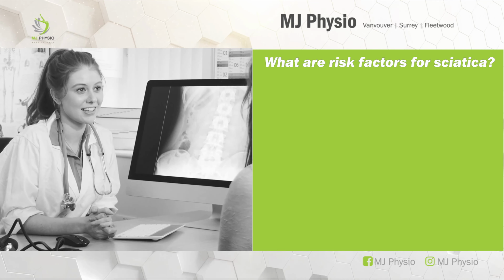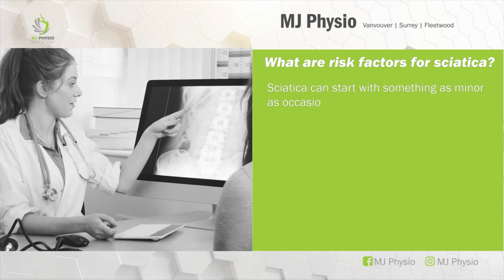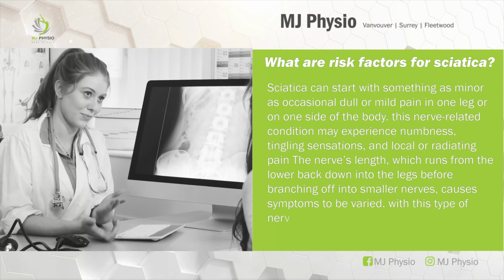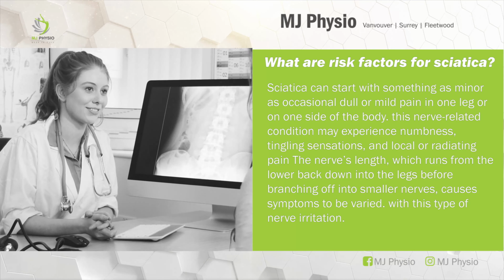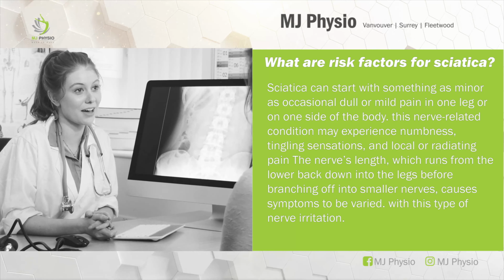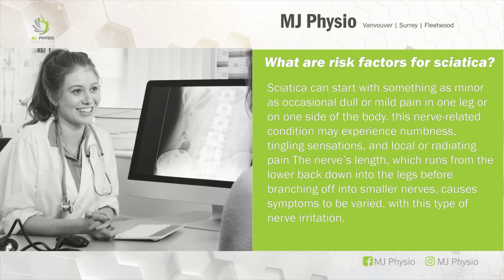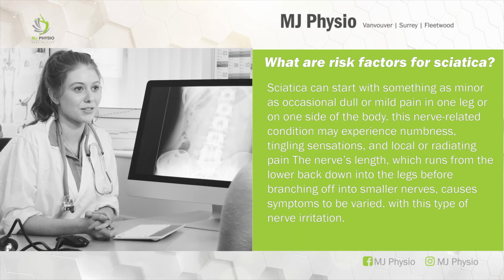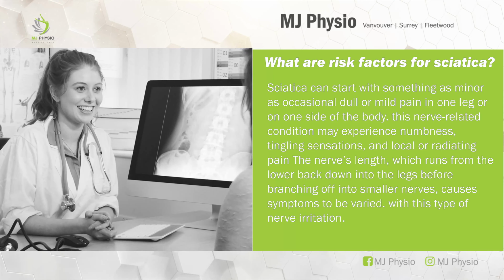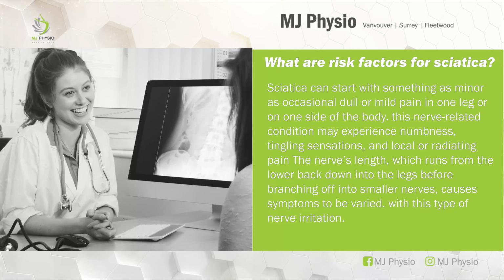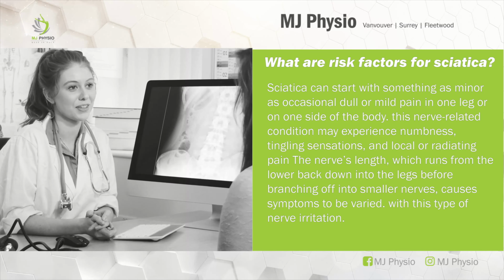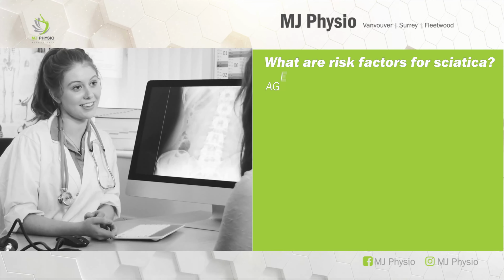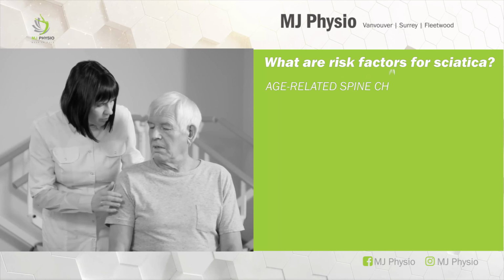So in this video, we are going to talk about the risk factors of sciatica. We generally know sciatica can start with something as minor as occasional dull or mild pain in one leg or on one side of the body. With this nerve-related condition, you may experience numbness, tingling sensations, and local or radiating pain. The nerve, which runs from the lower back into the legs, branches off into smaller nerves, causing the symptoms to vary. Generally, the main risk is age-related spinal changes.